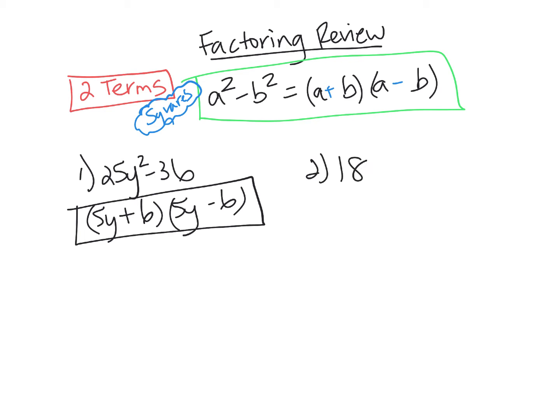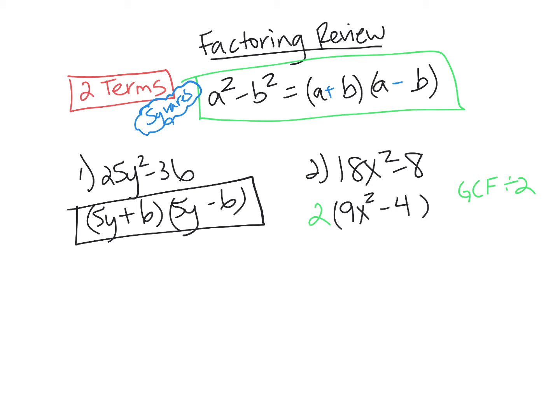So let's try another one. What about if we have 18x squared minus 8? Well, 18, 8. I don't have a perfect square, but I have a GCF. What number can I divide both of these numbers by? Well, I can divide both of these numbers by 2. So let's pull out a 2. 2 times what will get us 18x squared? That will be 9x squared. 2 times what will get us negative 8? That would be negative 4.